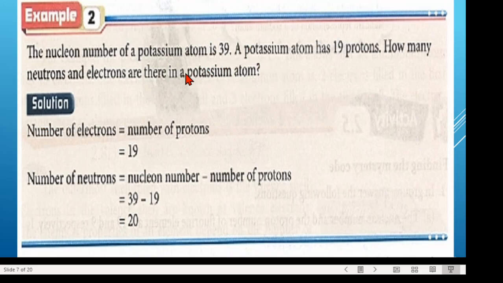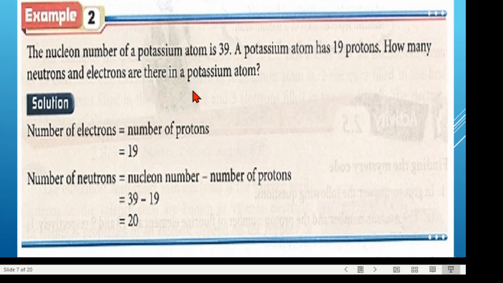So, if it says potassium atom, meaning it is neutral. And when it is neutral, meaning the number of electron is equal to the number of proton. So, the number of proton here is 19. So, the number of electron must be the same, 19 also. Okay, if it says ion, it means the number of electron and number of proton are not the same. Understand? In this case, atom. So, neutral means number of proton equal to number of electron. So, potassium has 19 proton, so its electron is also 19.